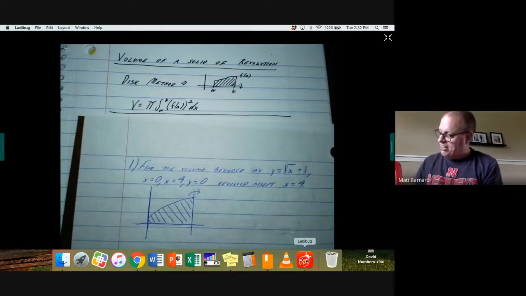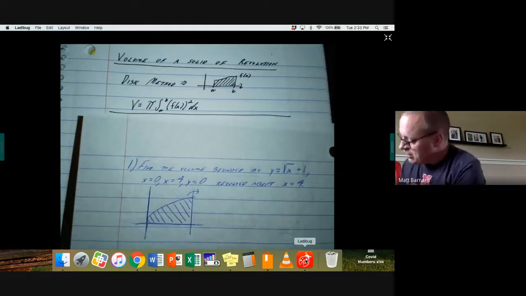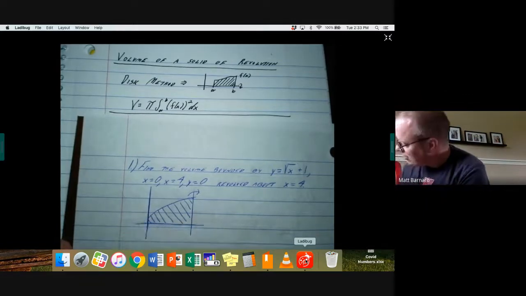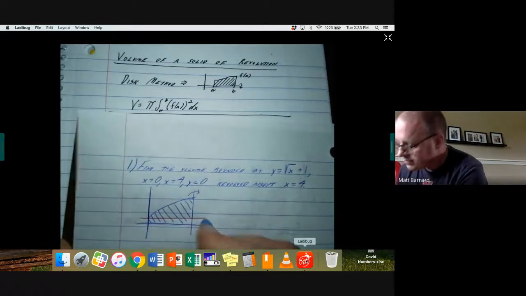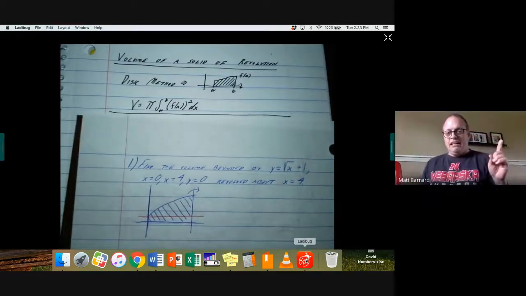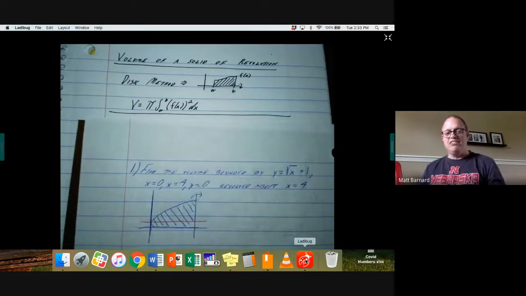See, what happens is we don't need this curve for the whole thing. What we need to do is split this up right here. Now, we have to ask ourselves, are we going with the vertical axis or horizontal axis? The vertical axis. Therefore, everything needs to be in terms of y.